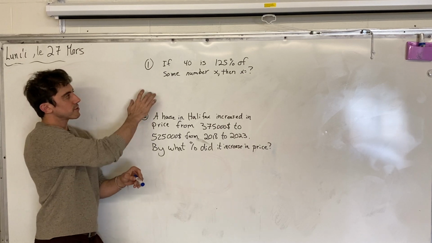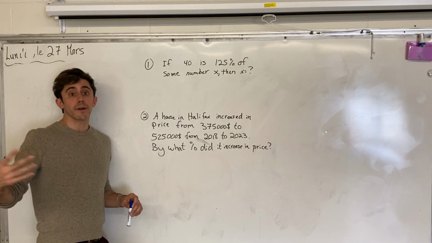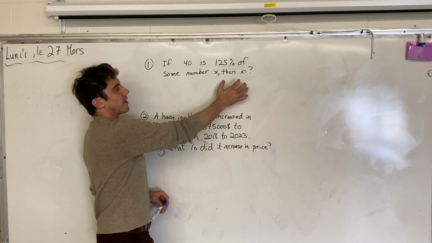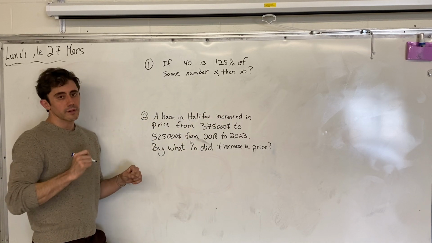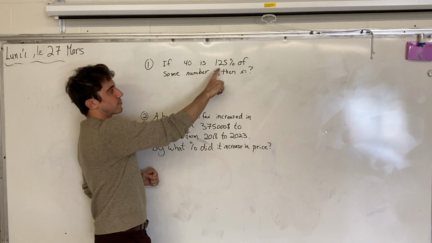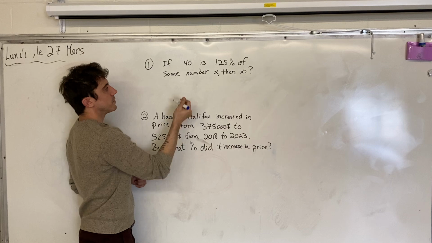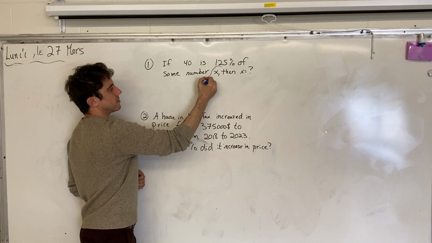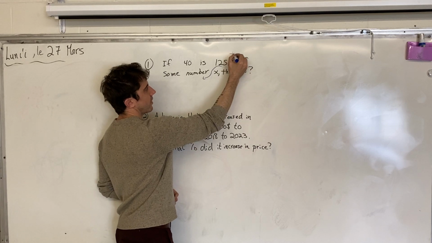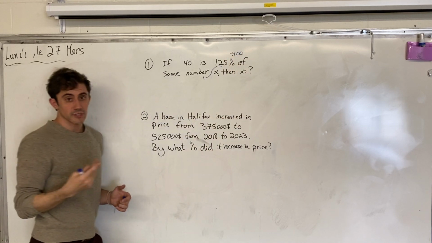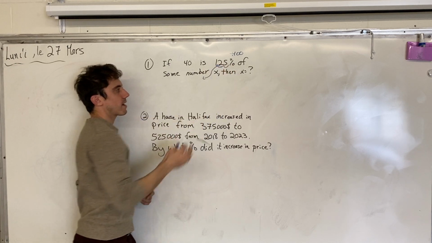If we start out with the first question, I'm telling you if 40 is 125% of some number x that we don't know, how can we find the value of x? In the previous section, we worked with the idea of finding percentages of numbers. Whenever we want the percent of a number, we can convert the percent into its decimal form. To convert a percent to a decimal, we simply divide by 100, given that percentages are always out of 100. So our decimal moves back 2 places.